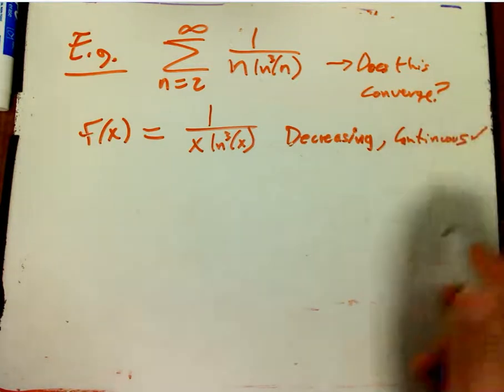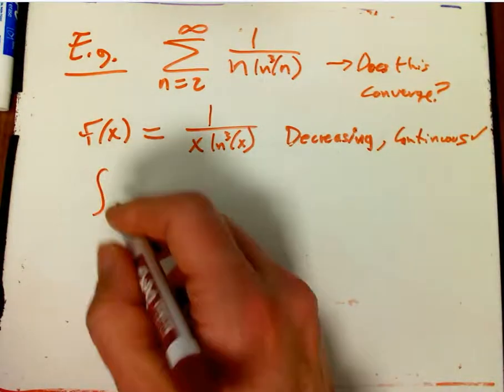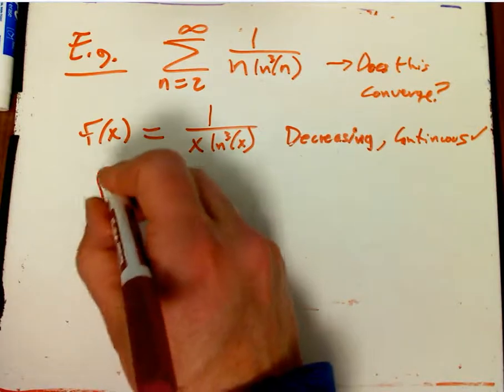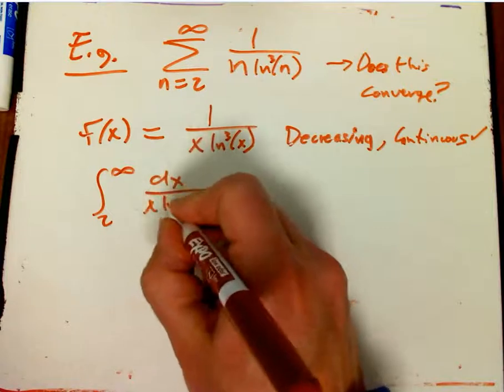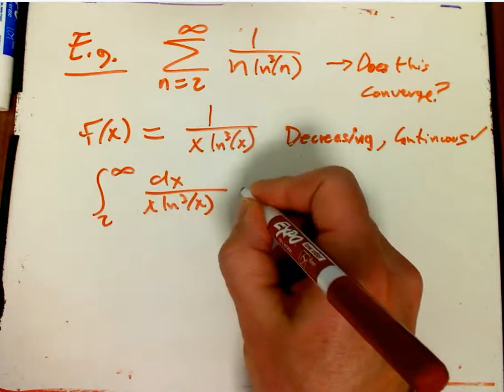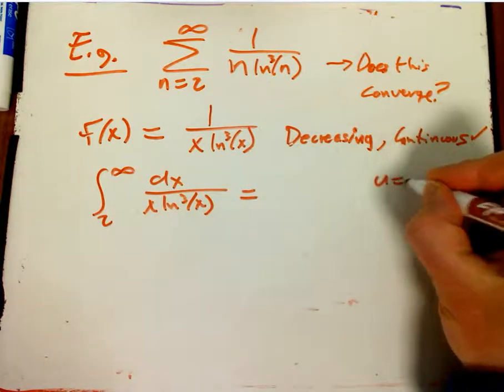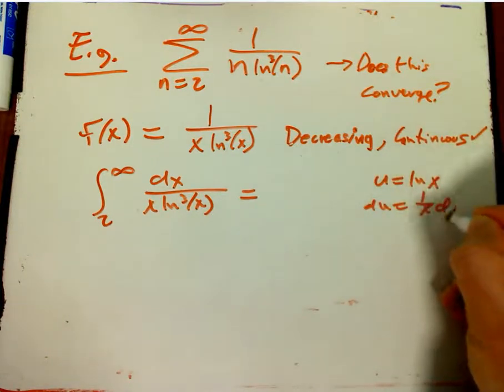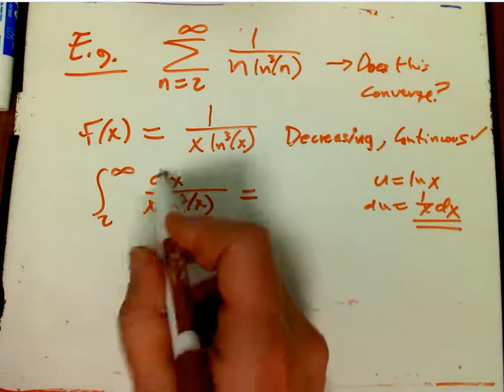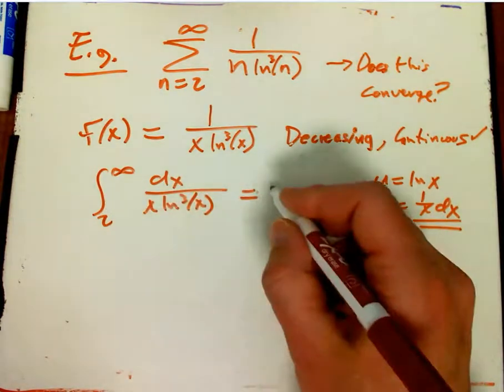Okay, so that's decreasing, and it's continuous as long as I stay at 2 and above. Okay, and so I'm going to look at the integral from 2 to infinity of dx over x log cubed of x. Okay, that's cool. u equals log x. Yay. du equals 1 over x dx. Okay, so this is just du. And so this is the integral.